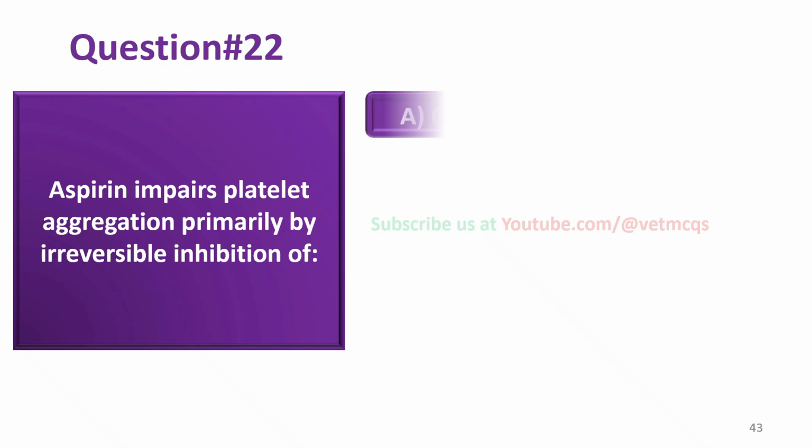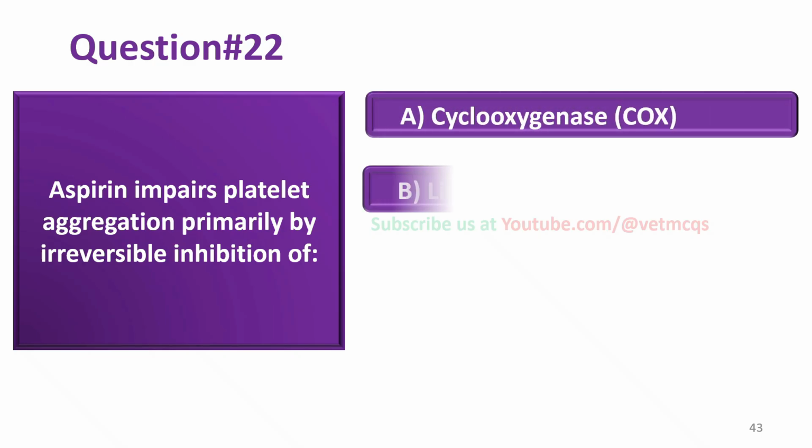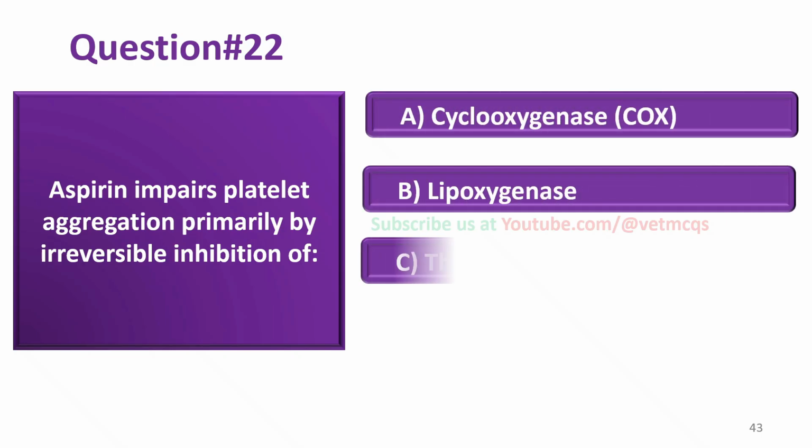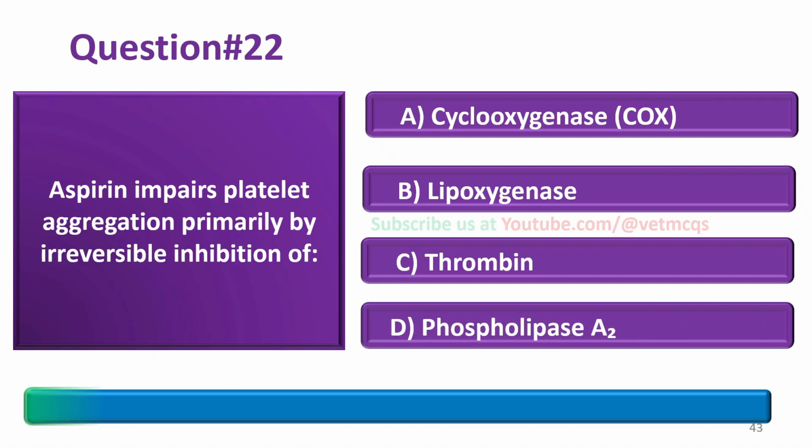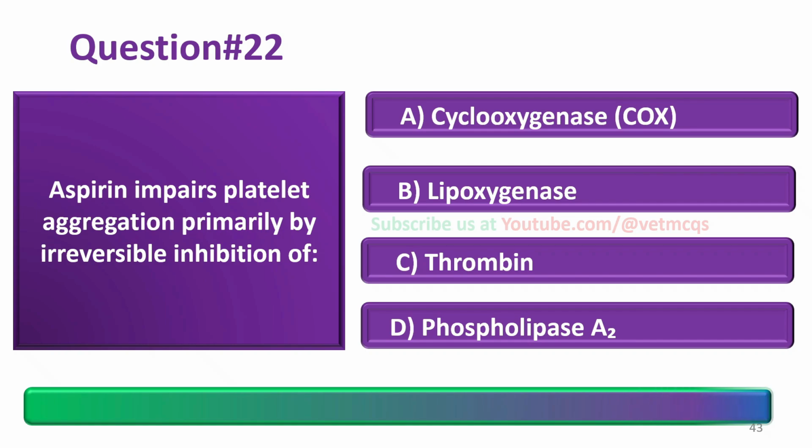Aspirin impairs platelet aggregation primarily by irreversible inhibition of cyclooxygenase, lipoxygenase, thrombin, phospholipase A2. And the correct answer is option A, that is cyclooxygenase.